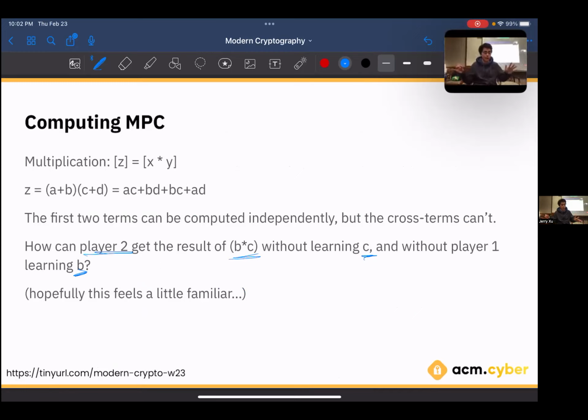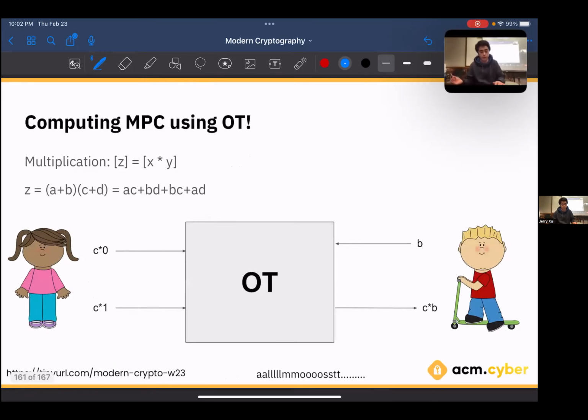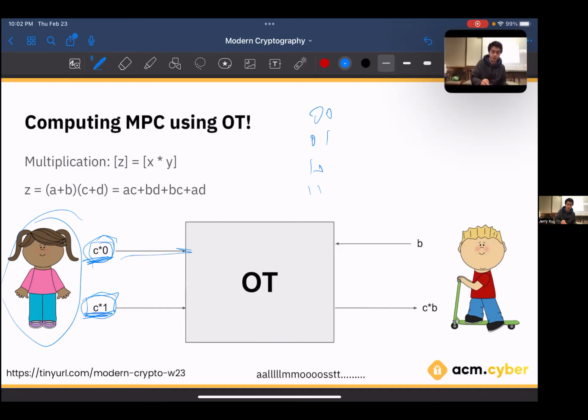So hopefully this is ringing bells from OT a few minutes ago, right? What we're going to use is, of course, OT. So what Alice, player one over here, is going to do is compute both possible outputs. She's going to say, well, if Bob has a 0, then the result of this multiplication is going to be C times 0. And if Bob has a 1, the result is going to be C times 1. And remember, we can also do 1-out-of-N OT. So if Bob has a 2-bit value, she could do it for 0 0, 0 1, 1 0, and 1 1. However she does it, basically, she will send all of these into the OT box. Bob will retrieve only the one that corresponds to his value, and then he will end up with the result of the multiplication.